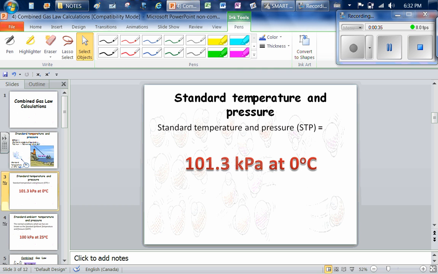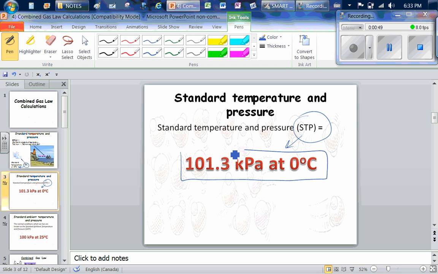So what we have from that is STP, and some of you have noticed this in the workbook already. You asked me what it stood for, and I told you I would tell you later, so here I am. It's standard temperature and pressure, and that is a constant. If you have calculations and it tells you you're working with standard temperature and pressure, or STP, then you are working with 101.3 kilopascals at 0 degrees Celsius.